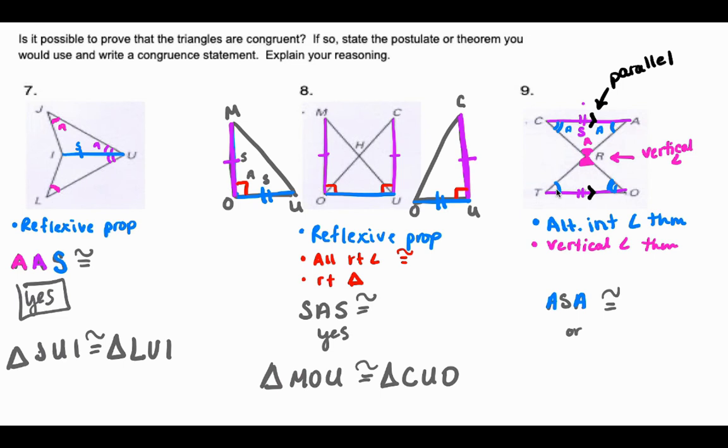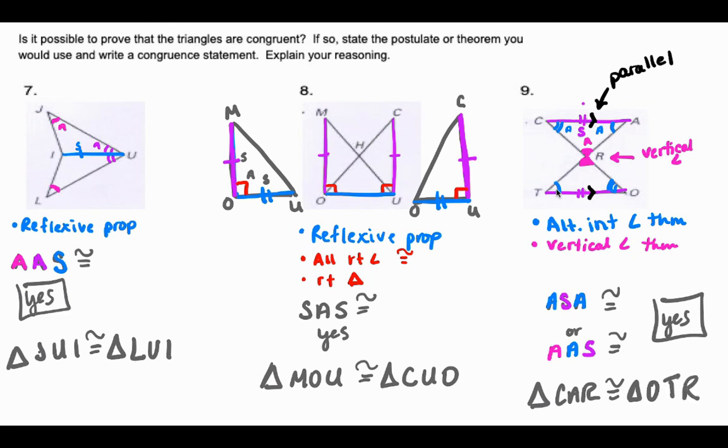Or now, if we use the vertical angle, we have our vertical angle, we have one of our alternate interior angles, and then the side. So we can use angle, angle, side on this, or we can use angle, side, angle congruence to get that, yes, they are congruent. My triangle CAR, the angle C corresponds to O, the angle A corresponds to T, and the R corresponds to R.